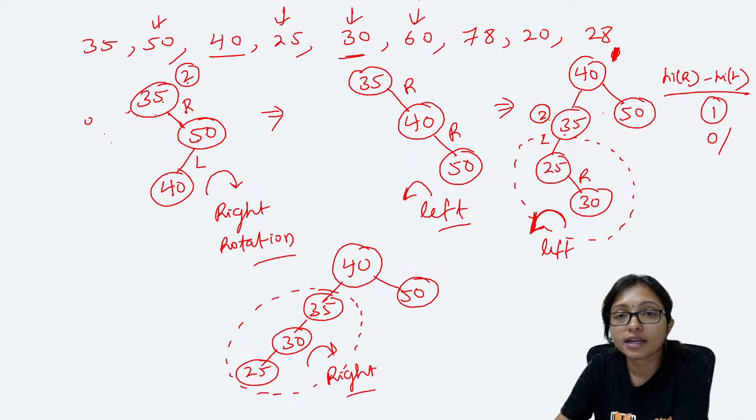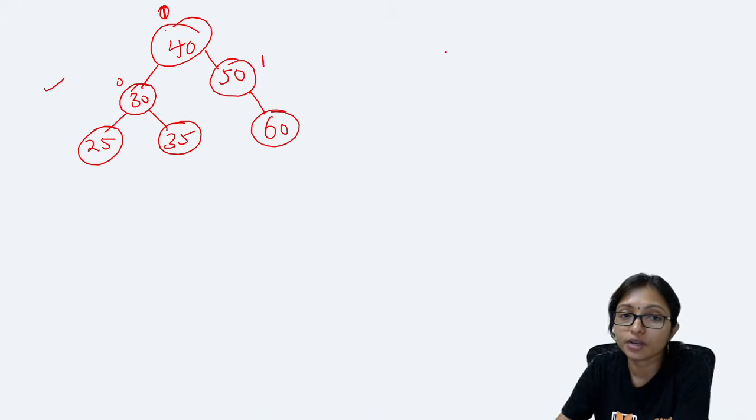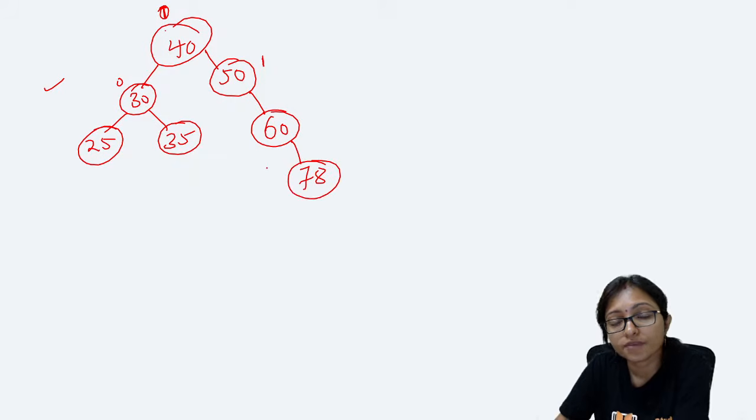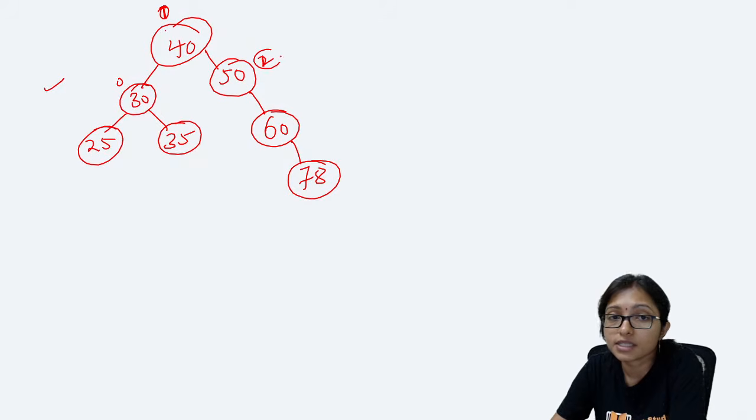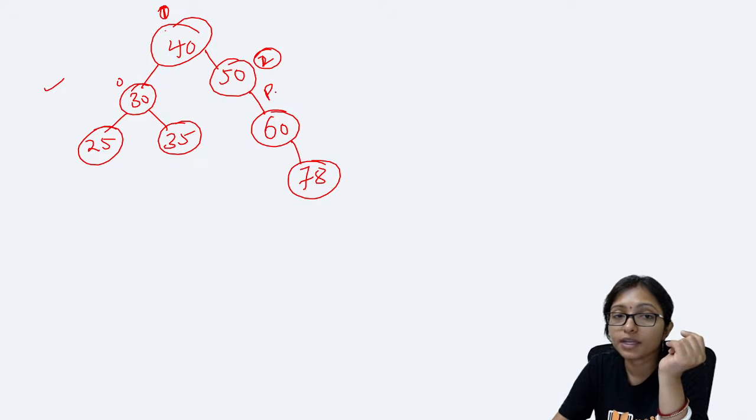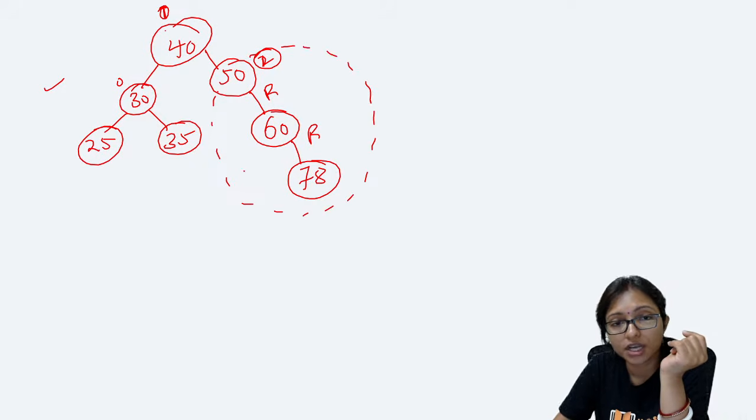Now after that here is 78. Whenever we have to insert 78, how to do? I need to insert 78 here. Whenever I am inserting, again there is a problem because now the height balance is 2 here. And what type is it? It is right, right. So that's why in this part I need to do a rotation, that is left rotation.